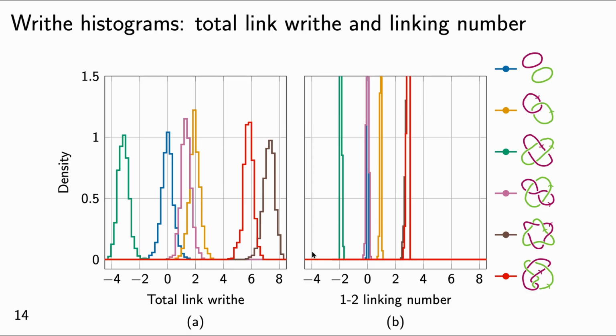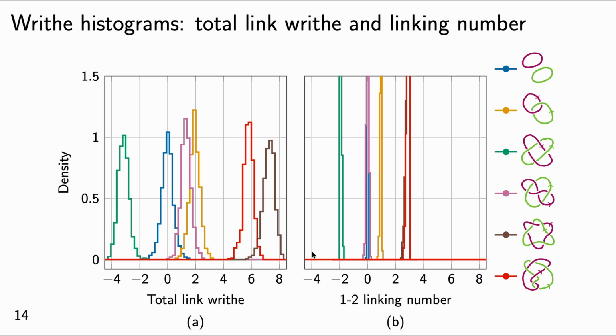And this is not a topological invariant. This is just a fluke of the fact that the kinds of configurations that are accessible to LAMMPS, that are likely to be achieved by LAMMPS, have particular values of total link Writhe. Now, similarly, the 1-2 linking number, you can see here, distinguishes the links very well. The 1-2 linking number is not the sum of all the elements, but the sum of all the elements in the top right block.